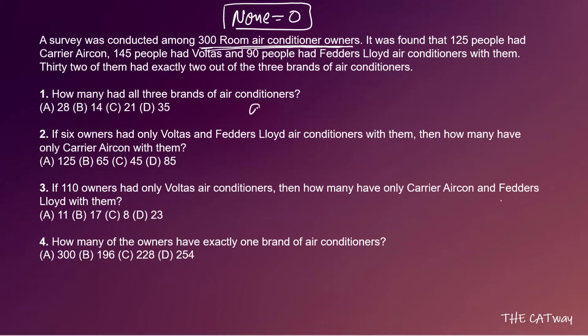That means we have been asked the value of G. The value of G we have calculated to be 14. So the correct answer will be option number B, that is 14.